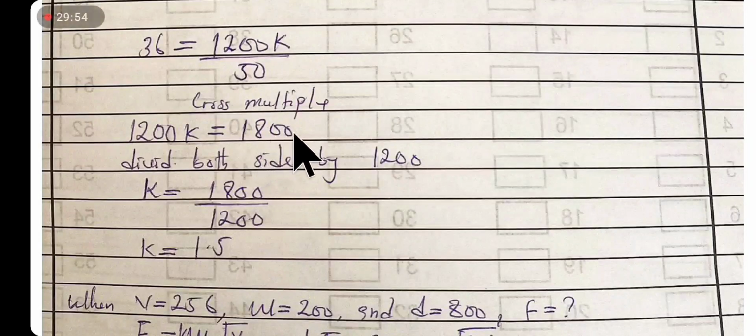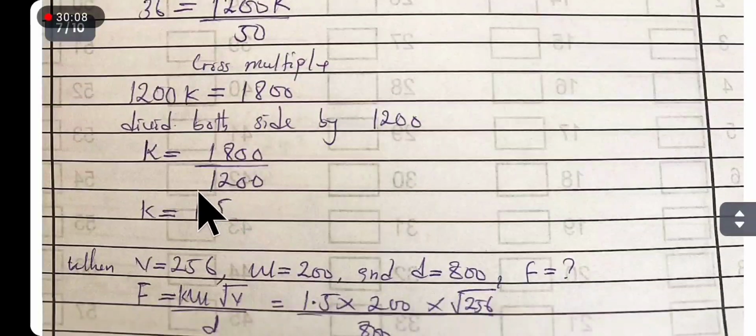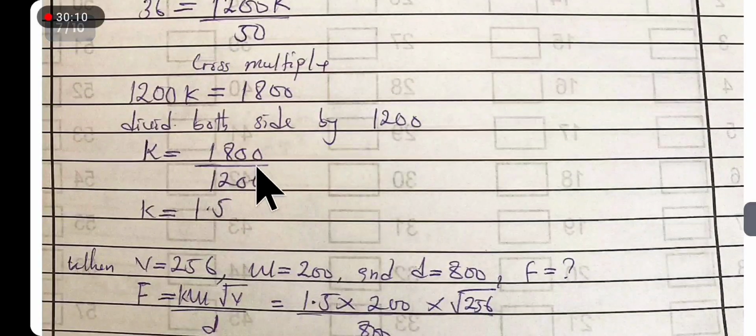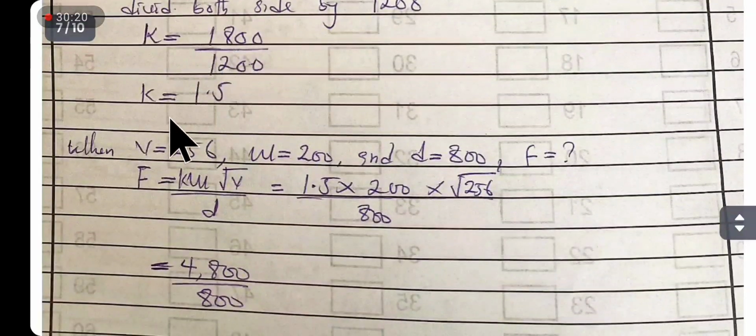which is equal to 36 times 50, which is 1800. All right, divide both sides by 1200, so the value of K is going to be equal to 1800 divided by 1200. And then for our K, by the time you divide, 0 cancels 0, 0 cancels 0, 18 divided by 12 will be reduced to 1.5. So now we have gotten the value of our K.